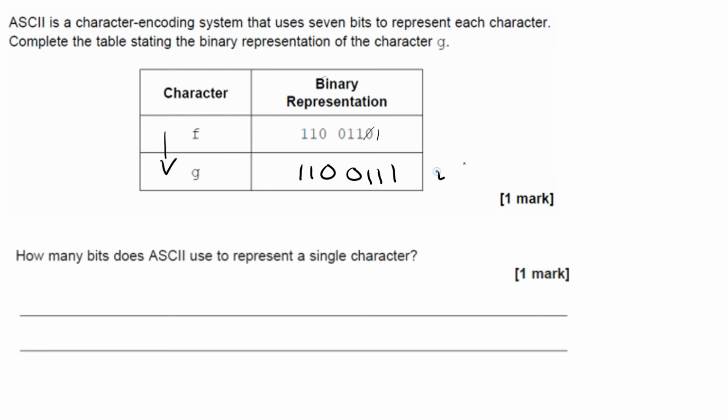Now this question here is similar to one that we had on the other paper a couple of mocks ago. So it says, how many bits does ASCII use to represent a single character? Now these were from separate exam papers, but it even told you the answer up there, so you'd be pretty silly to get this one wrong. And the answer is 7 bits.